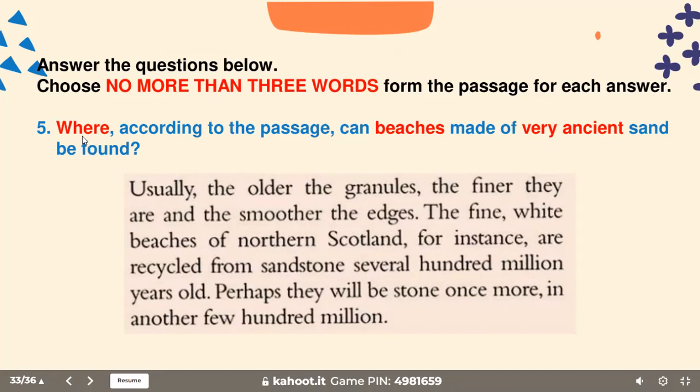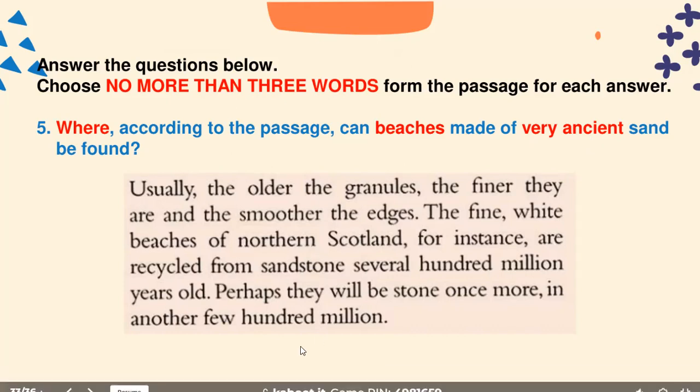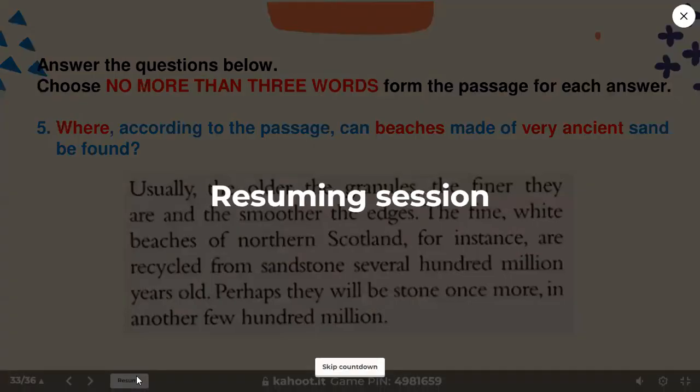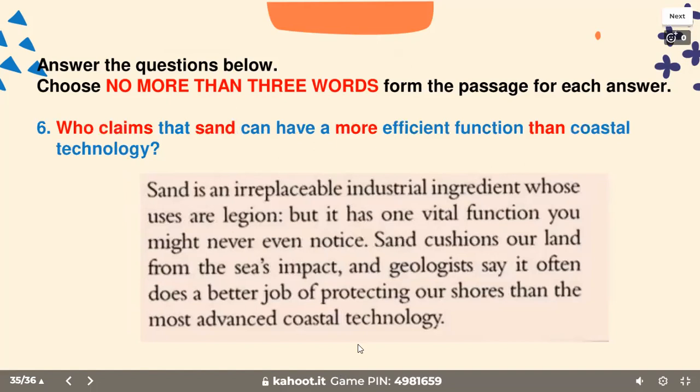Now we're looking for a place where beaches made of very ancient sand can be found. What's this place? Scotland. Northern Scotland. Okay, let me see if this is the question. Oh my God. Okay, yes, it's northern Scotland. So number 6.